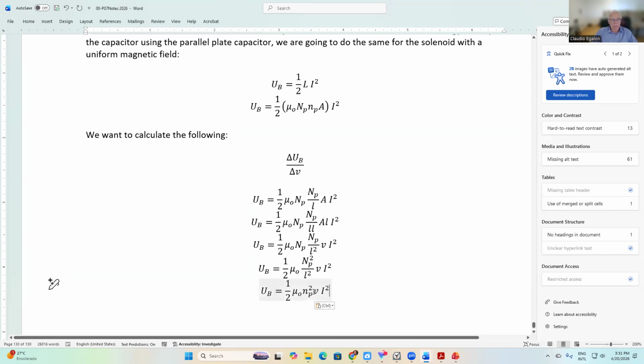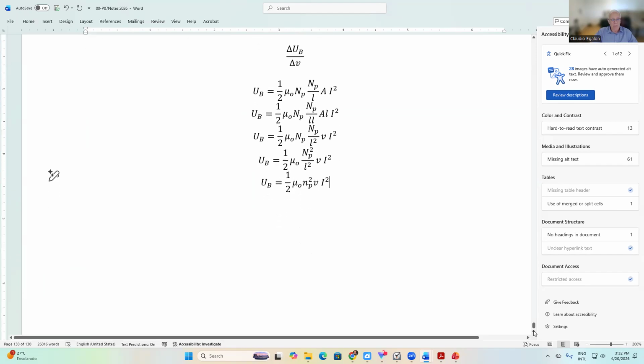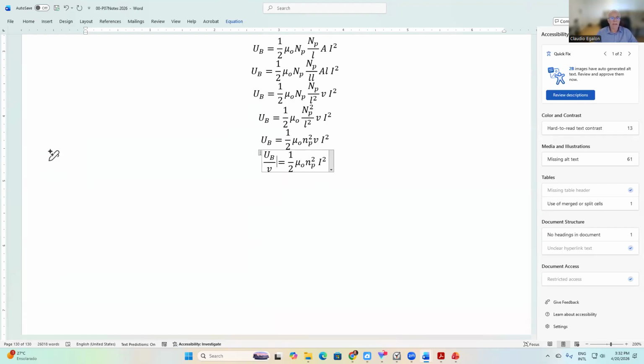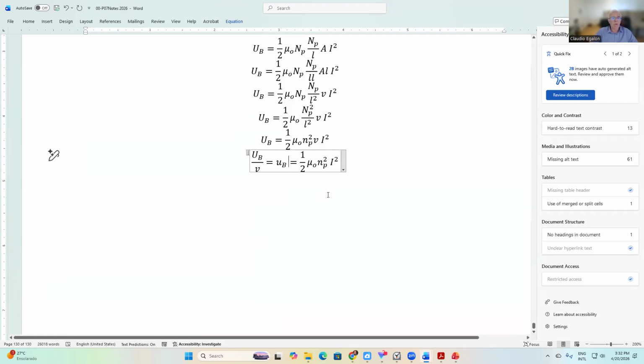And now we can pass my volume to the other side. Potential energy divided by the volume is the energy density. Like that. And we represent the energy density by the lowercase u. We didn't finish yet, because we have more to do here.